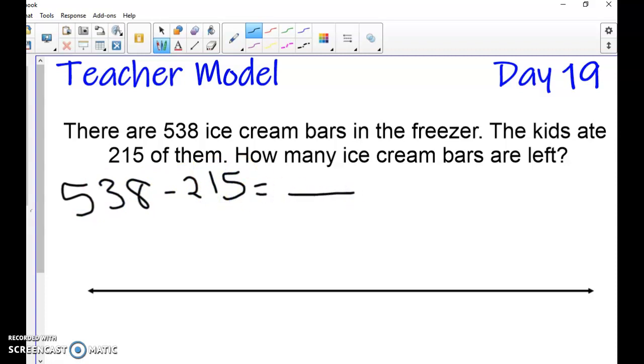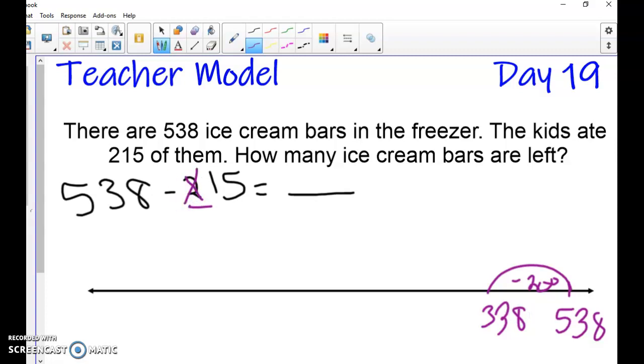Again, I'm going to start with the biggest number at the end of my number line, and that's 538. And I'm going to take away 2 hundreds. The only place value that's going to change right now is my hundreds. So 5 hundreds minus 2 hundreds is 3 hundreds. So 538 minus 200 is 338. And I'm going to cross that out because I've subtracted it.